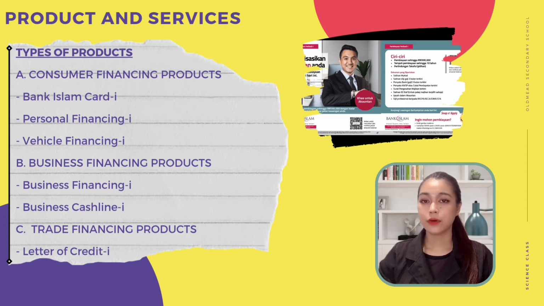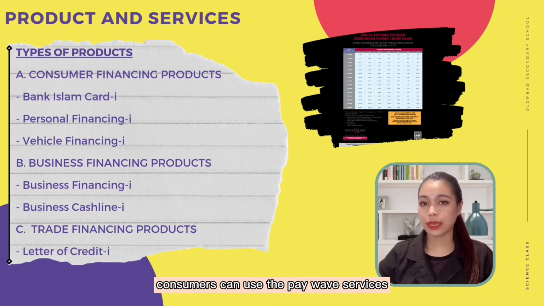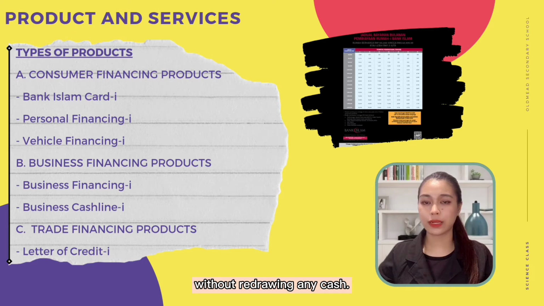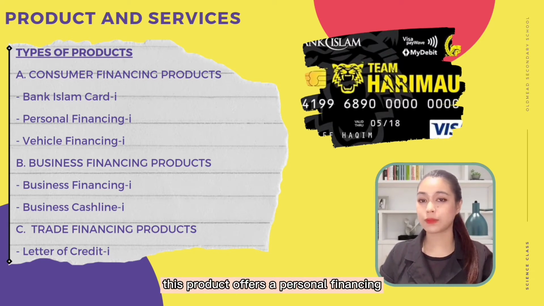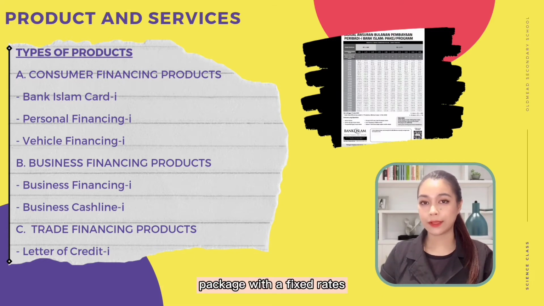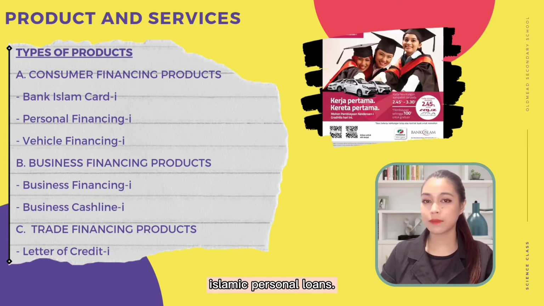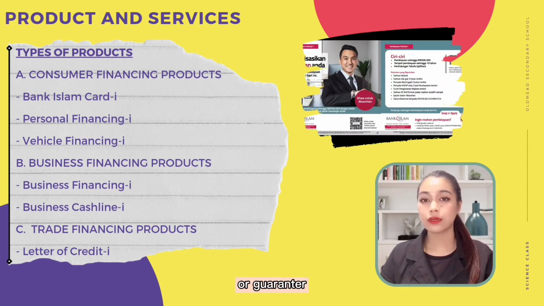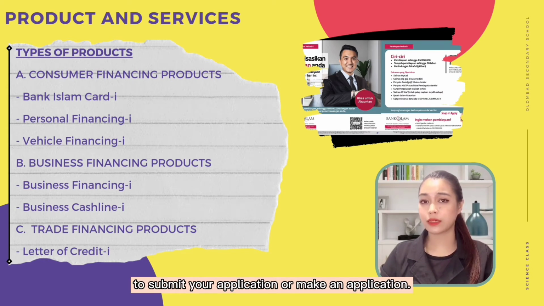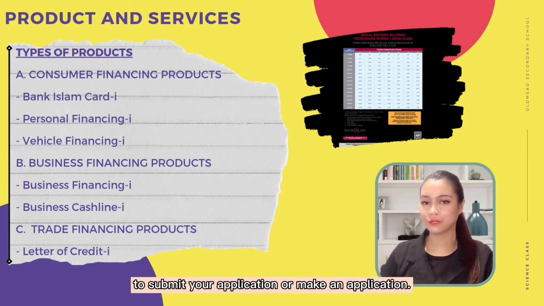For example, when buying necessities at the supermarket, consumers can use the PayWave service without withdrawing any cash. For personal financing, this product offers a personal financing package with a fixed rate, which is a Sharia-compliant Islamic personal loan. In other words, the consumer does not need to submit any collateral or guarantor to make an application.